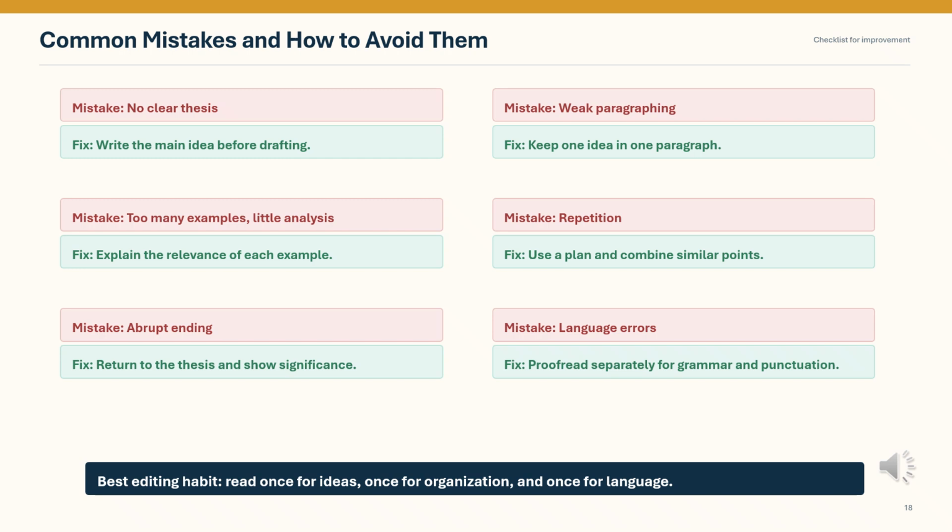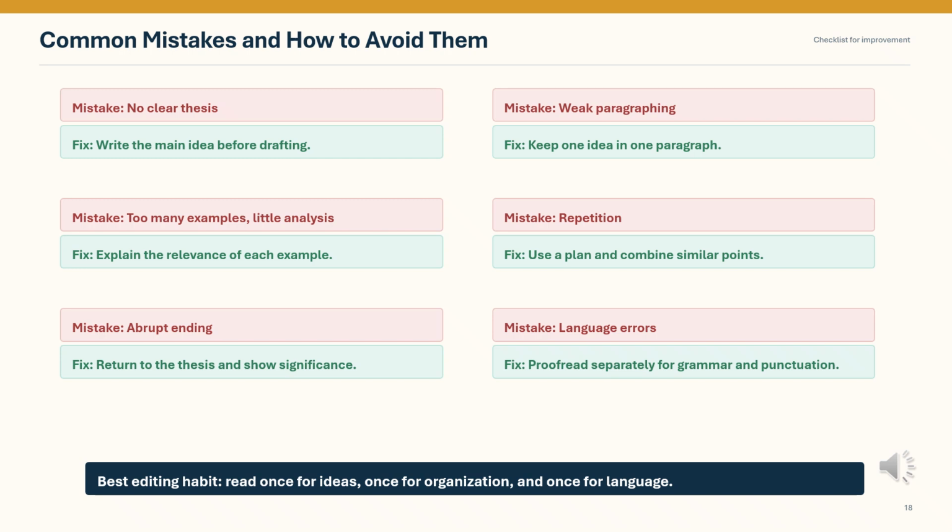Third mistake is giving too many examples, but giving very little analysis. So you have to explain the relevance of every example. Fourth mistake, and a very commonly made mistake, is repetition. This happens because the students do not plan. The solution is to create outline before you start writing.